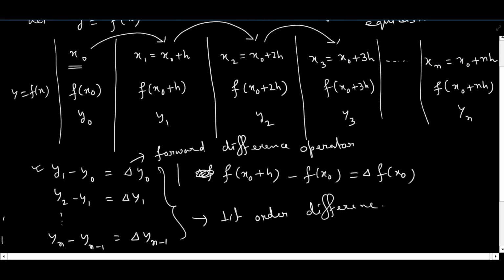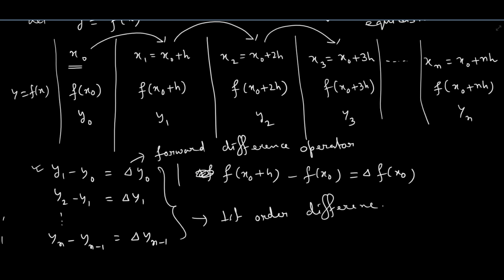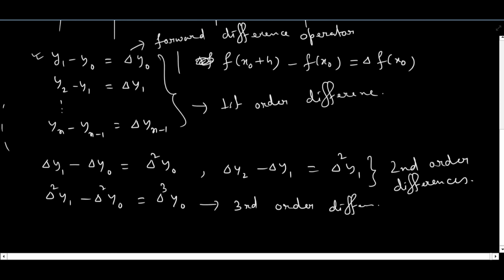So first we have taken some equidistant values x0, x1, x2, then dot dot dot xn, and the corresponding values are y0, y1, y2, y3. So these are all entries. So the difference between two consecutive entries is the first order difference. To denote them, we use delta, and that particular delta is called what? Forward difference operator. Okay. So we can make a difference table also.